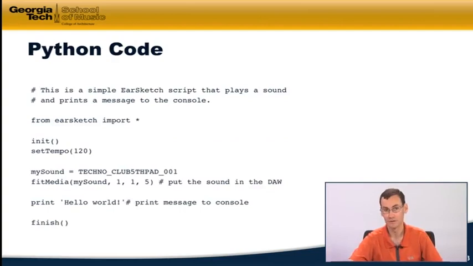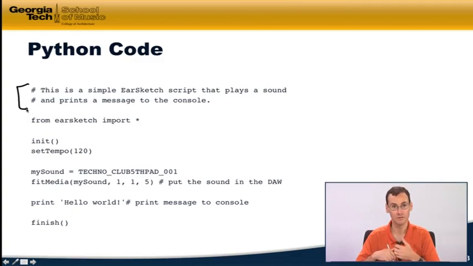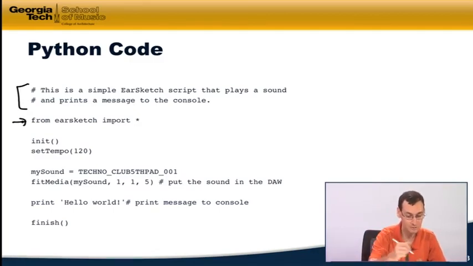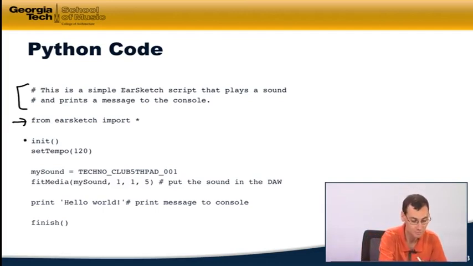So here's the code. It's pretty straightforward. Pretty simple. I'm going to go through the basics right now, and then in the next few slides, go through it in much more detail. So we start off with a comment here. This is just for me or anyone else who's looking at this code to read and understand what's going on. The computer actually ignores those lines. Next, we import the EarSketch API, all the API functions for making music with EarSketch, with that line from EarSketch import star.